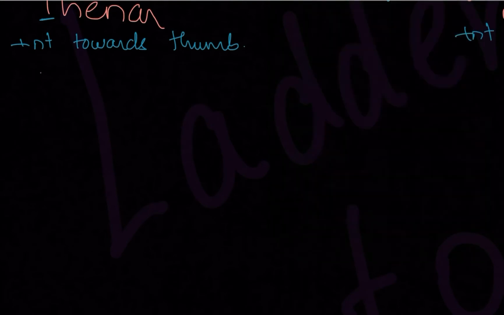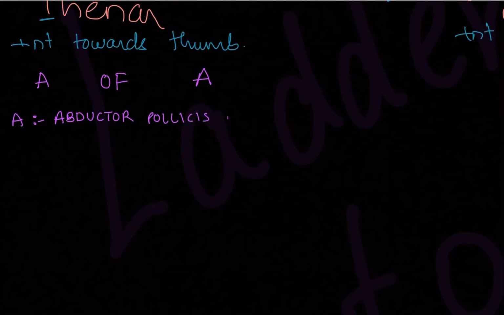Starting first with the thenar, remember the mnemonic A of A. Here A stands for abductor pollicis brevis. Remember, it will always be brevis, it will never be longus. Longus means a long muscle. In the hand, you don't have any long muscles, you have short, small muscles. So it's abductor pollicis brevis.